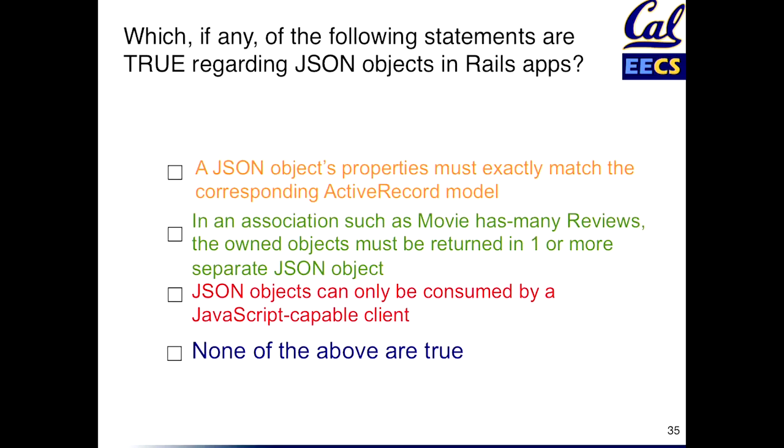So let's see if you can figure out, based on that discussion, which, if any, of the following statements are true regarding JSON objects in Rails apps. The object's properties must exactly match. So this is referring to when you return a JSON object from a controller method serving an AJAX request. The JSON object's properties must exactly match the corresponding Active Record model. If you have an association, like movie has many reviews, the owned objects, in this case the reviews, have to be returned in one or more separate JSON objects. In other words, you can't just have one big blob that includes the owning object and the owned objects. The JSON objects can only be consumed by a JavaScript-capable client, or maybe none of the above are true. Maybe all of these are false, or sometimes false.